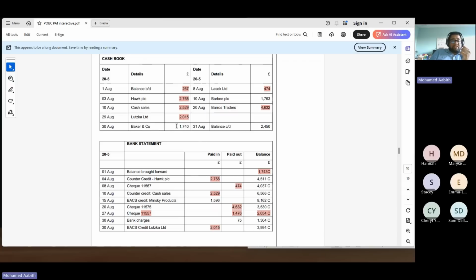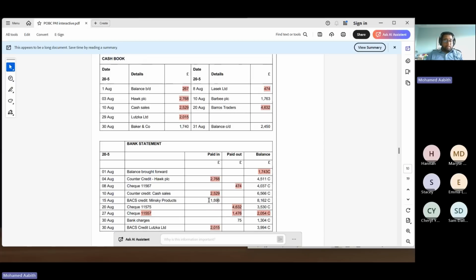Do I do anything with these two? Can you see here, this and that? Do I need to do anything with them? No, they're already in your cash book. So what we need to do though is check your bank statement, see any of those transactions that need to go into my cash book, which are these two.